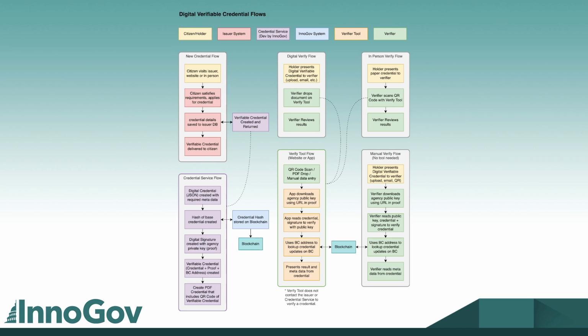One other thing I'll just point out really quickly is the color guide along the top helps you identify what steps of these different flows belong to different pieces of the overall process. Okay, so first we're going to talk about where do these credentials come from, or where do we start from?